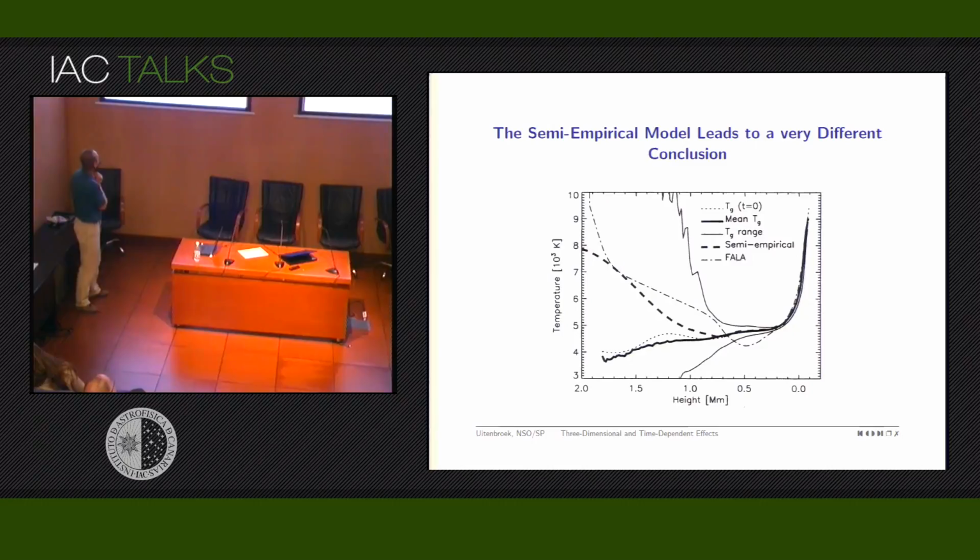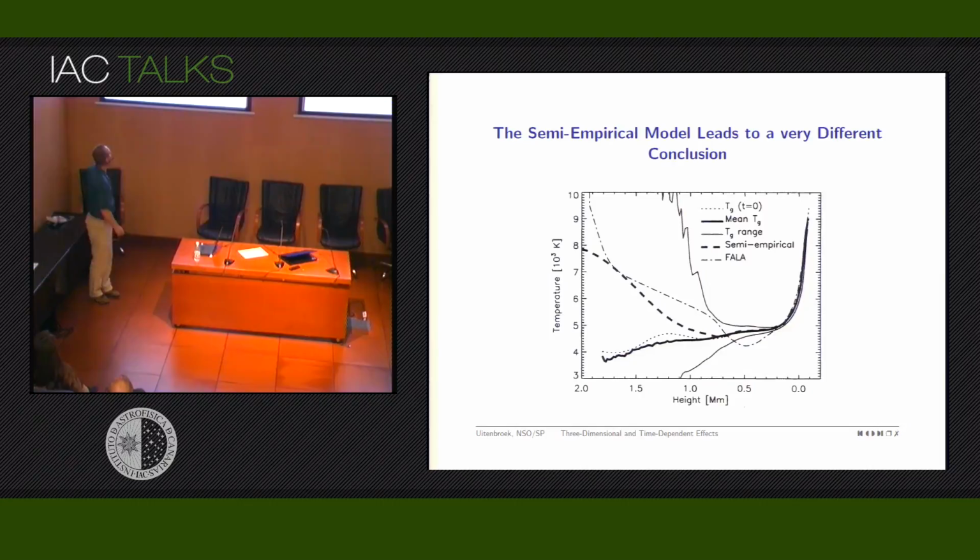That is one of the FAL models, the FAL A in this case. Now the thick dashed line is the temperature that you would predict if you interpreted the average spectrum from the simulation. So you let the simulation run, you calculate the spectrum at every time step, then you take the temporal mean of that spectrum, and you interpret that spectrum in terms of a one-dimensional hydrostatic model. This is the temperature that you would get from that interpretation.